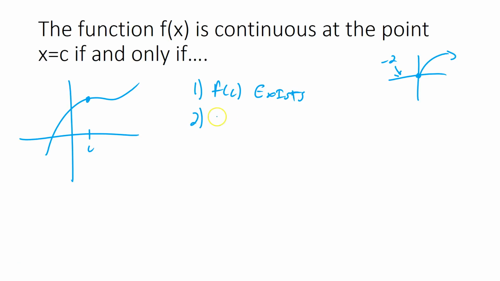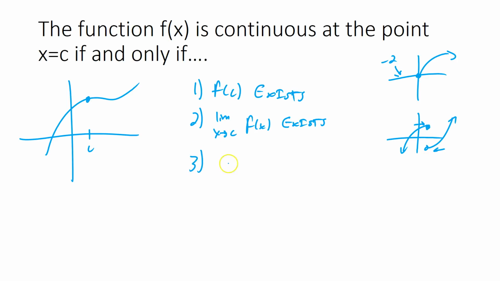The second thing is that the limit as x approaches c of f of x must exist. So a function is continuous if and only if the function exists, the limit exists. There's a third one here, but this takes out jumps, right? If you have a jump discontinuity, definitely not going to be continuous because you have to lift your pencil, right? But if the limit from the left side and the right side are different, that's no good. This also takes out asymptotes, right? Because if you have a vertical asymptote, that limit would not exist. And then the third thing is that those two things have to be equal to each other.